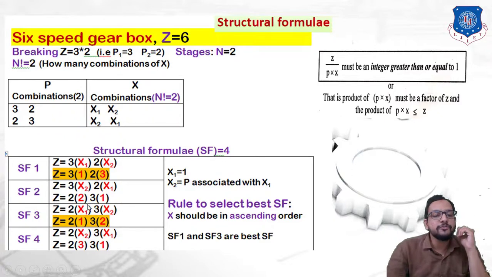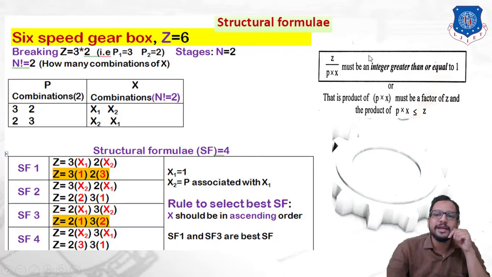But out of these four different combinations, which is the best combination of a structural formula? Our rule is that x should be in ascending order. We would consider in this case SF1 and SF3, in which you can see that x is in ascending order. In SF1, x1 is 1, x2 is 3. Similarly, in structural formula 3, x1 is 1 and x2 is 2. So these two are considered to be the optimum structural formulas.